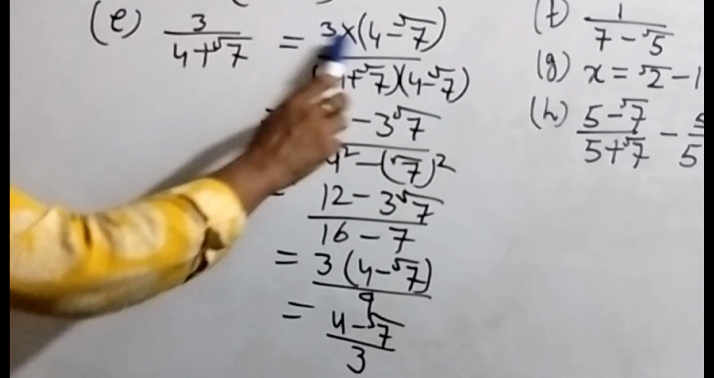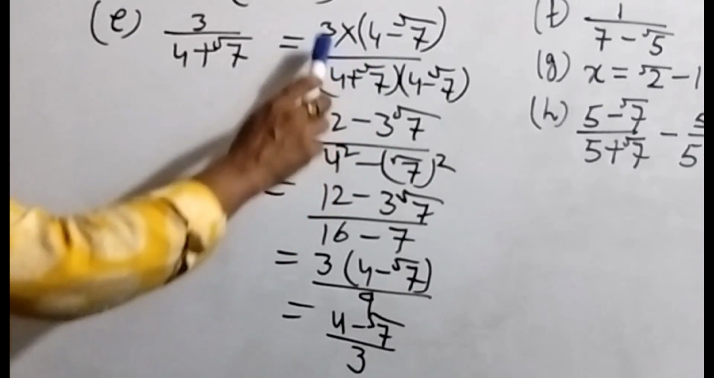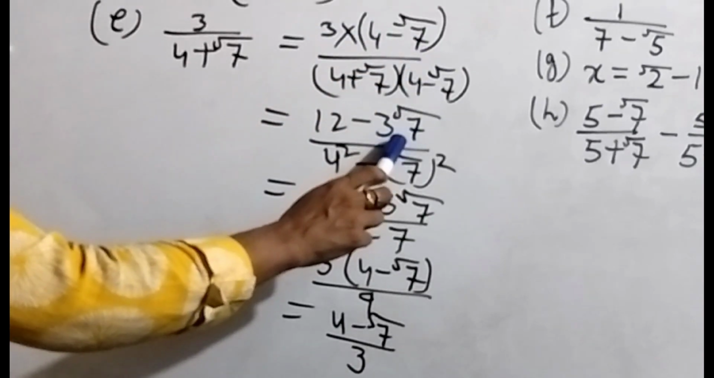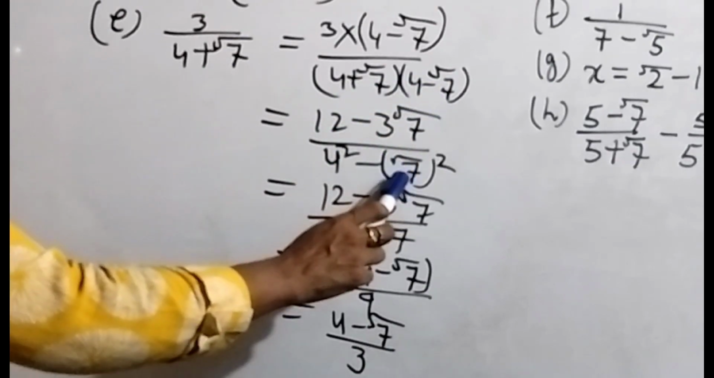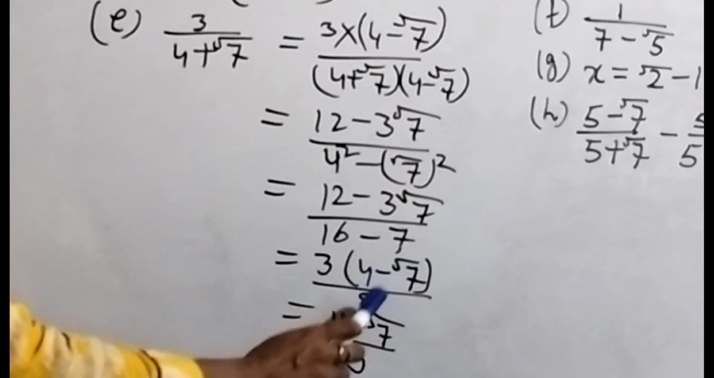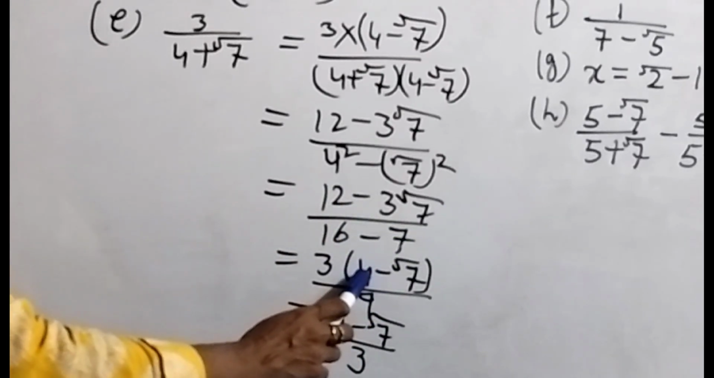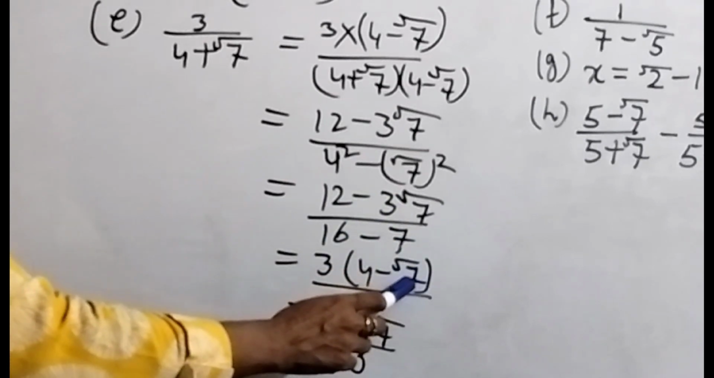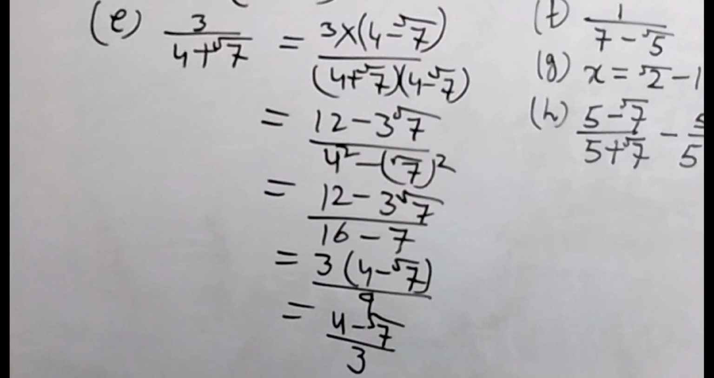Now multiply 3 to this 4 minus root 7, that is 3 into 4 is 12 minus 3 into root 7. Now the denominator is a plus b into a minus b, that is a square minus b square. 4 square is 16, root 7 square is 7. 16 minus 7 is 9. Now take out common 3. 3 fours are 12, so this is 4, and 3 is the common. Now this is root 7, 4 minus root 7. 3 threes are 9, so 4 minus root 7 by 3 is your answer.